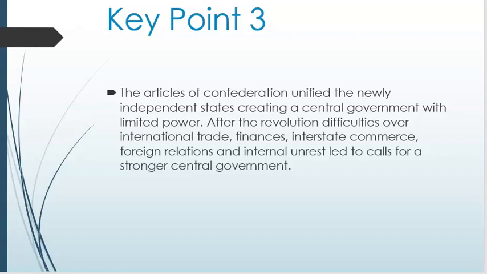The Articles of Confederation unified the newly independent states, creating a central government with limited power. After the revolution, though, difficulties over trade, finances, interstate commerce, which means buying and selling between states, foreign relations, and internal unrest will lead to calls for a stronger government. So, background about the Articles of Confederation.